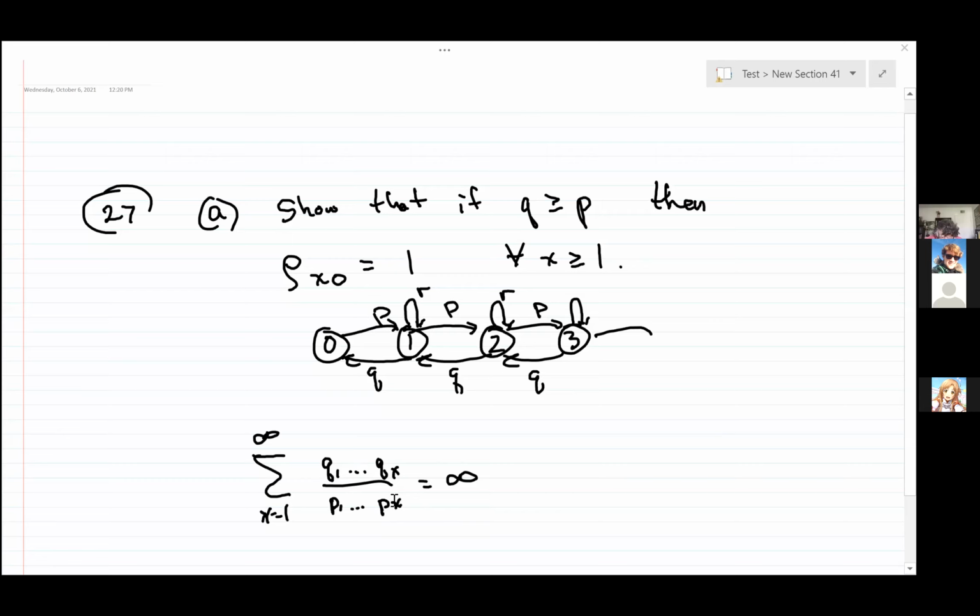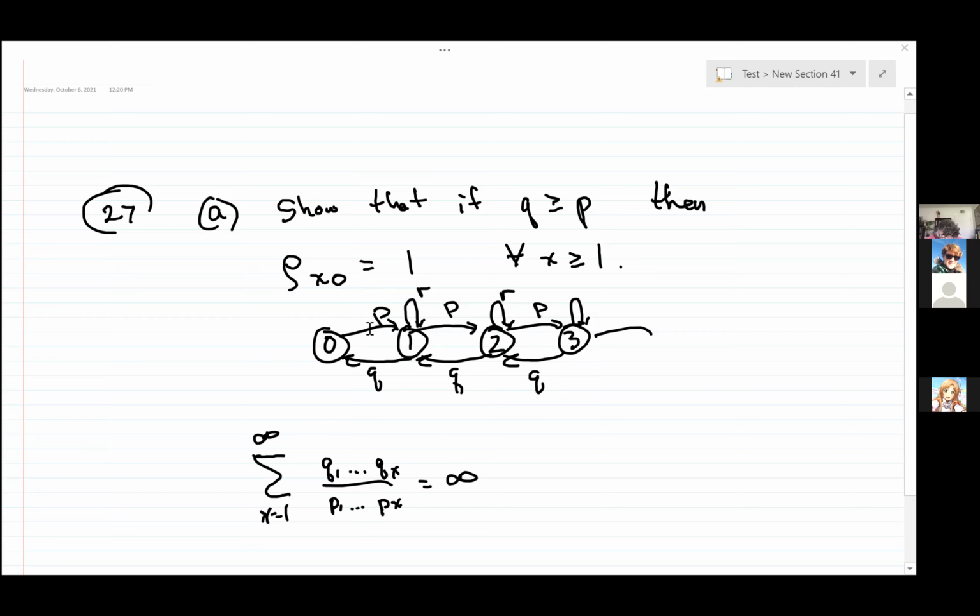Okay, so this is all I've written from last time. If this series is infinite, then the chain is recurrent. And we showed that if Q was bigger than P, this on top would have been Q to the X, and this would have been P to the X, and this would have been a geometric series where each term is bigger than 1, so it was infinite. Therefore, it was recurrent.